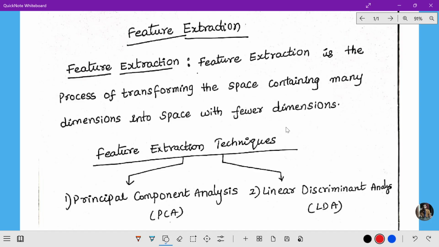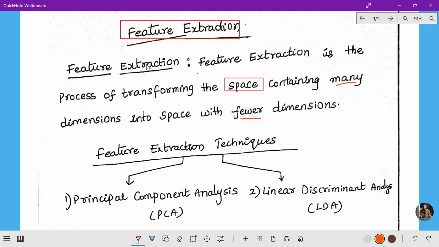In this video, I will explain about feature extraction. This concept belongs to machine learning. Feature extraction is the process of transforming space containing many dimensions into space with fewer dimensions. So there are two things: the first one is the many dimensions and the second one is the fewer dimensions.